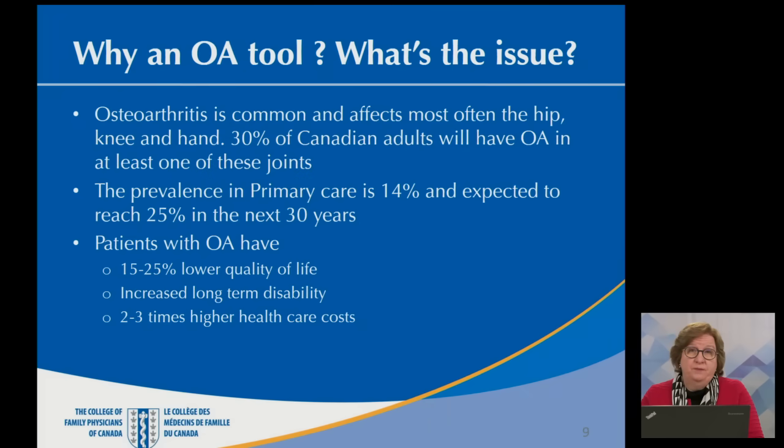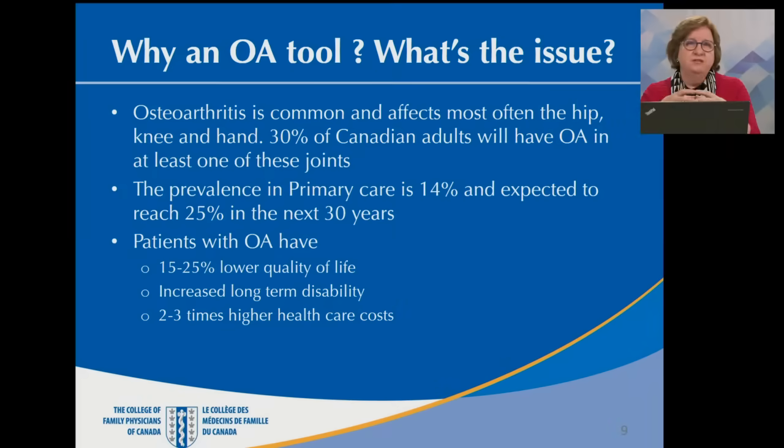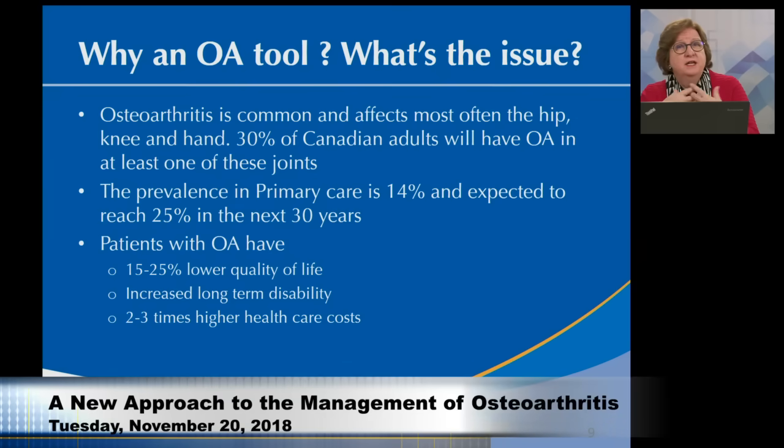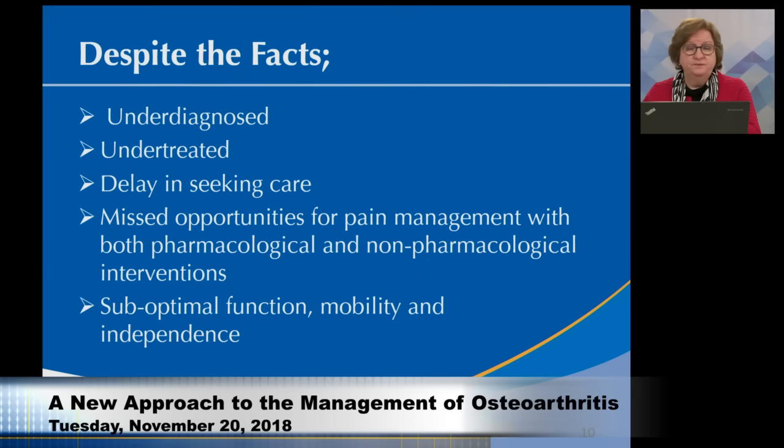Why do we need a tool? If we understand that osteoarthritis is extremely common, and that the most commonly affected joints are the hip, knee, and hand, then we can see that there is a need for a tool that will streamline our approach to a great number of patients with potentially multiple joints affected. The prevalence, as I mentioned, is increasing, but more importantly, the association with disability and with impact on chronic disease management is also part of the need for a tool to help us gain better understanding and increase patient function of those with osteoarthritis.